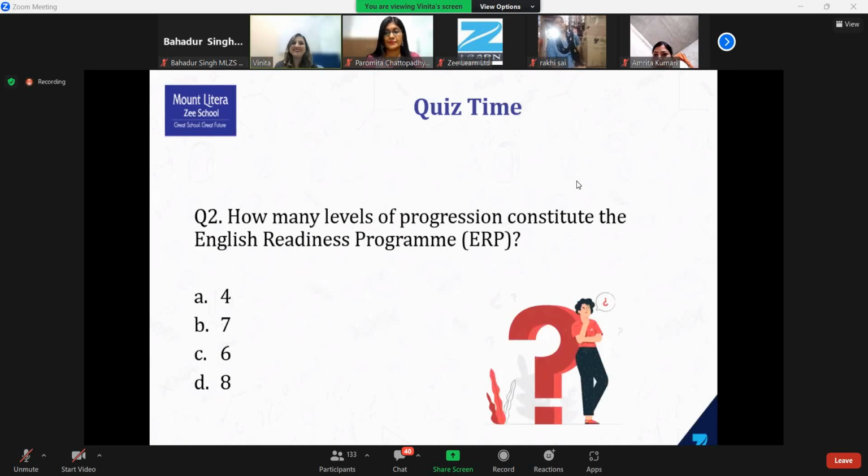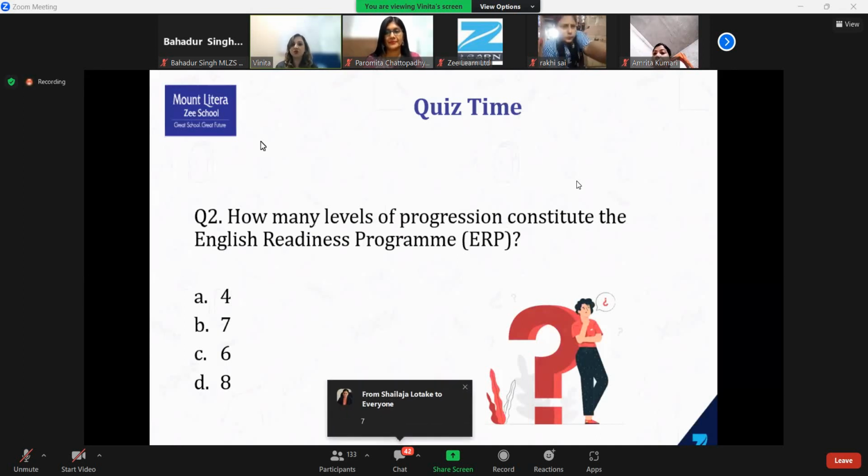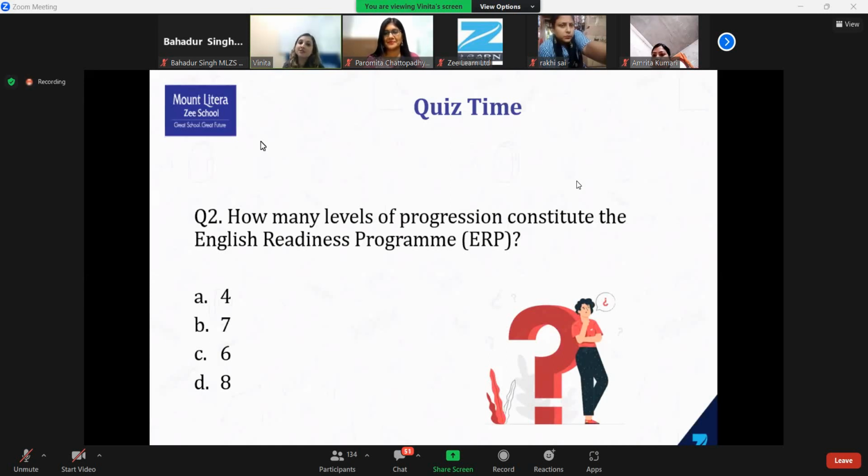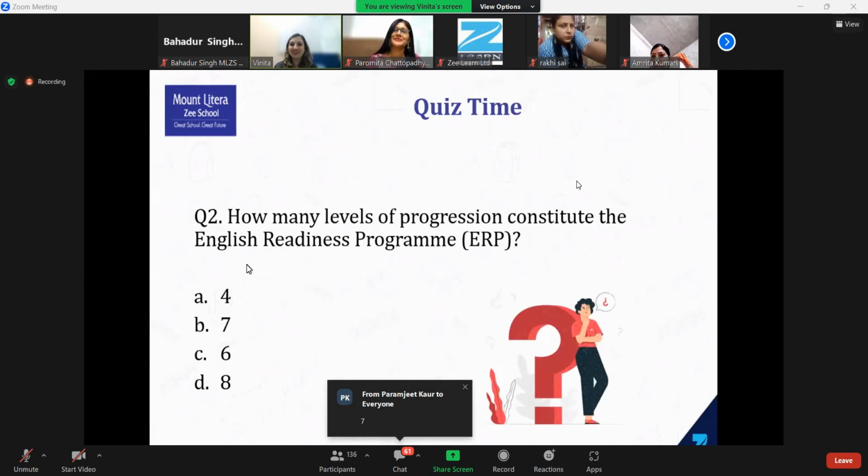All right. So how many levels of progression constitute the English Readiness Program, everyone? You know the drill. You need to give your answers in the chat box. Okay, Krishna says 7, Neetu says 7, Jayashree, Josna, Jog say 7, Ekta says 7. Okay, we all are saying 7. So yes, we are all paying attention to what is happening in the session. Fabulous. Thank you so much.